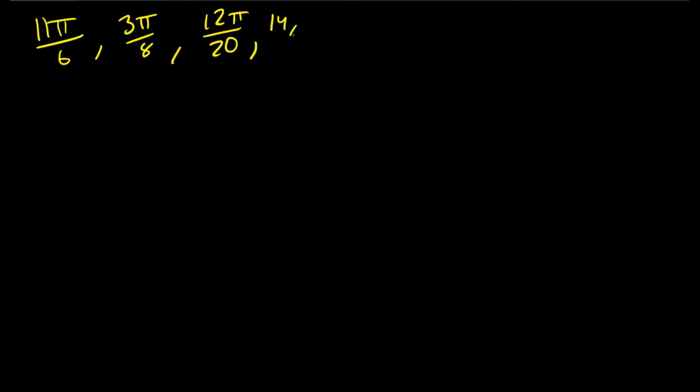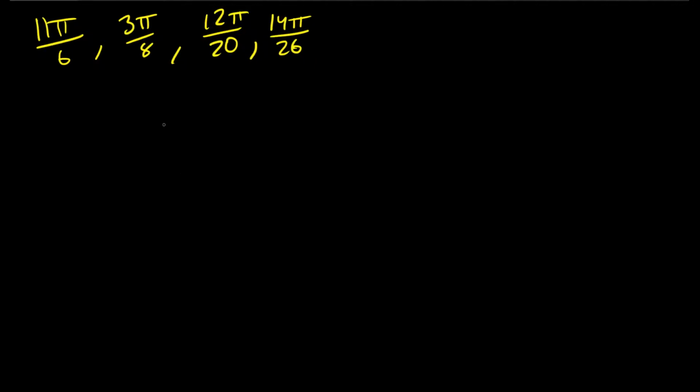So when we're visualizing trigonometric angles, I'm going to put some example angles up here for us to eventually get to. So it'll be 11 pi over 6, let's say 3 pi over 8, 12 pi over 20, and let's say 14 pi over some crazy angle, let's say 26. Okay, so how will we visualize this?